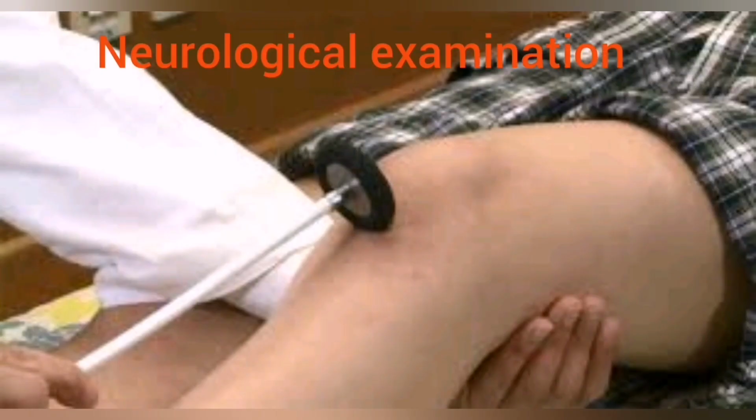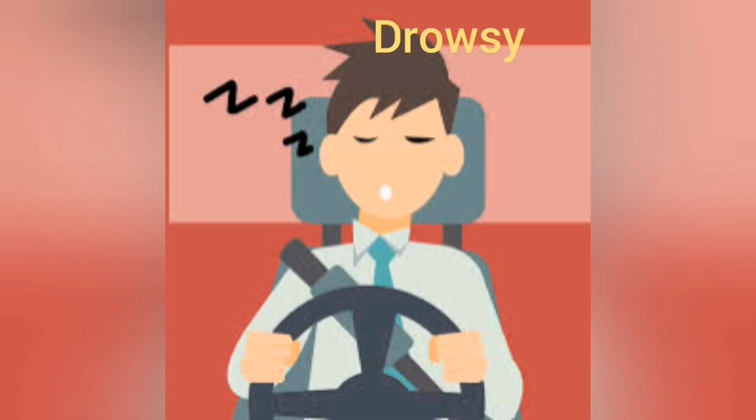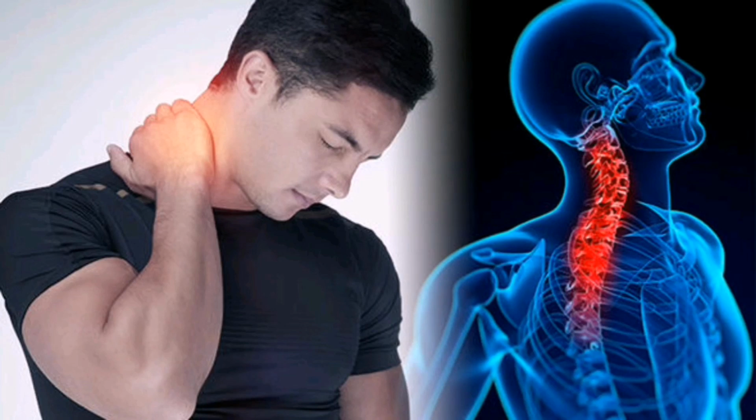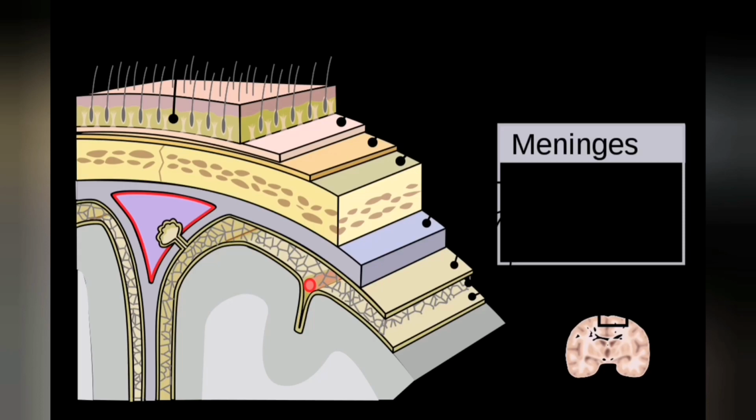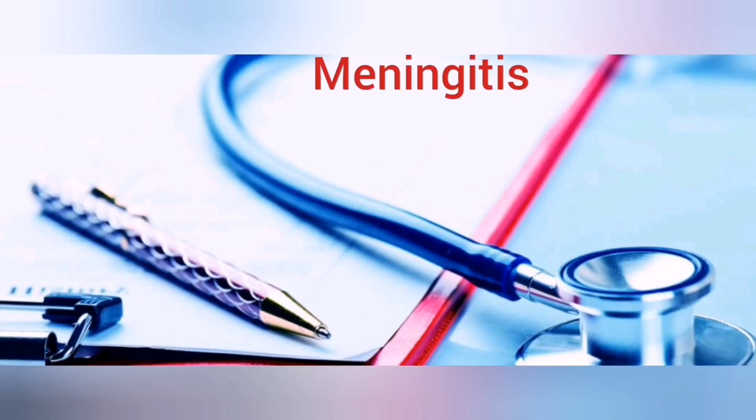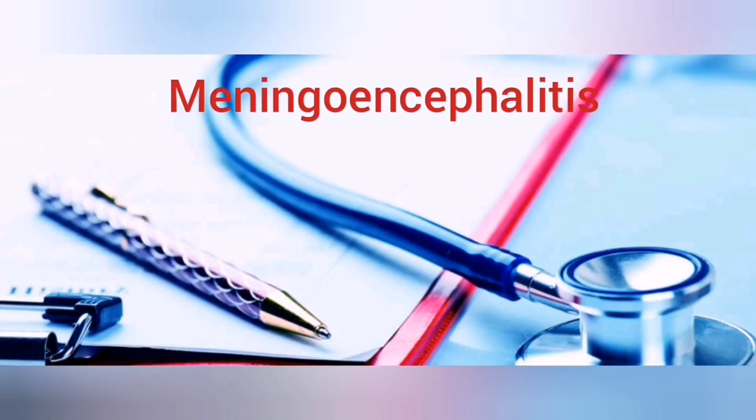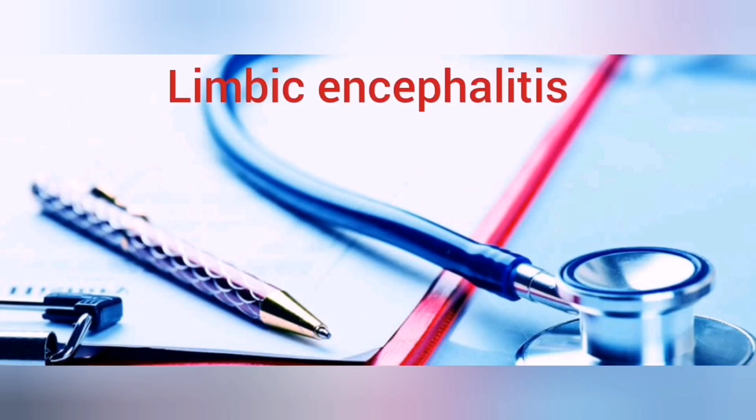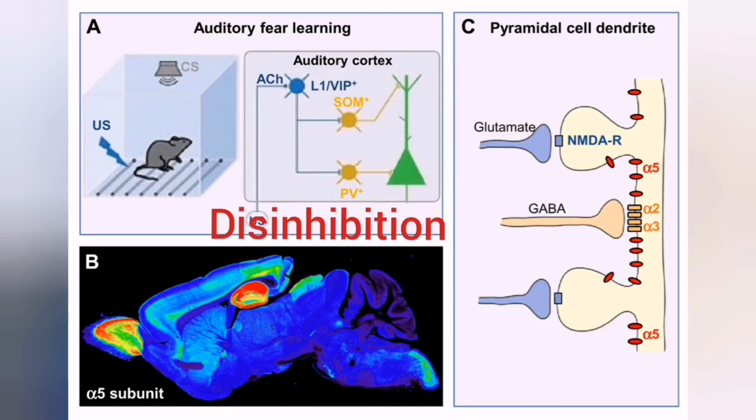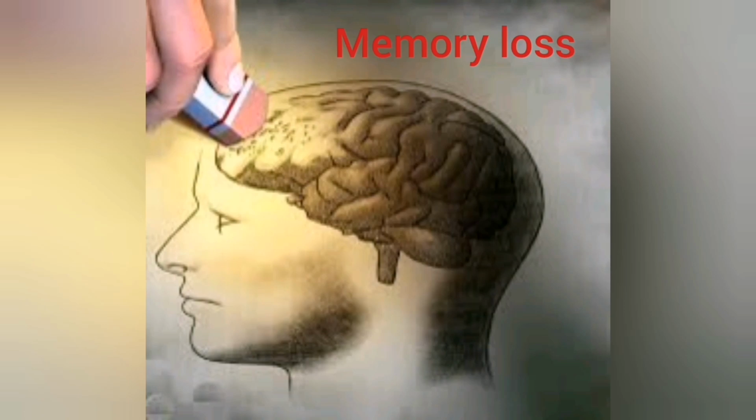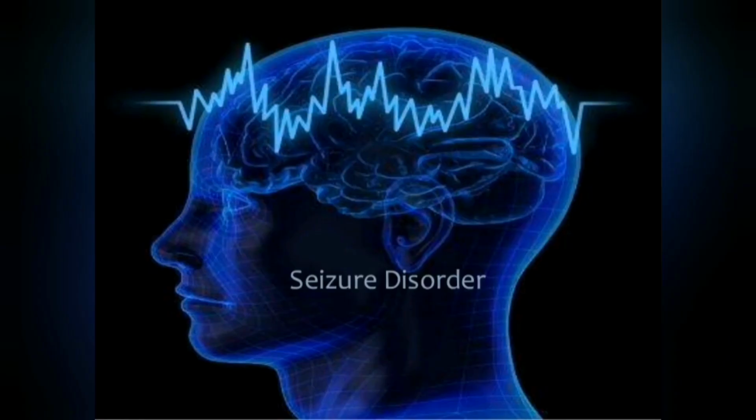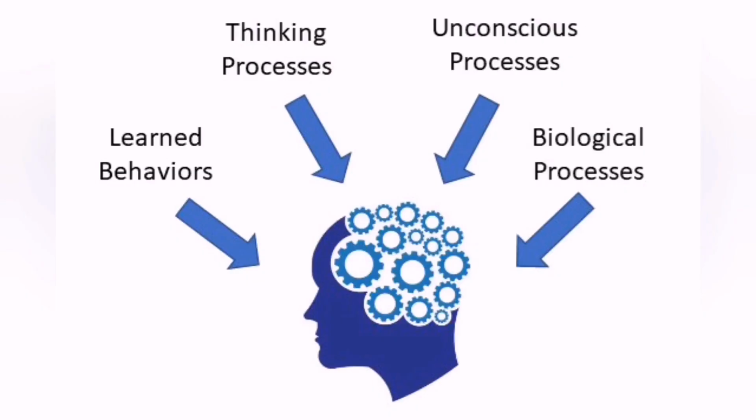Neurological examination usually reveals a drowsy or confused person. A stiff neck due to the irritation of the meninges covering the brain indicates that the patient has either meningitis or meningoencephalitis. In case of limbic encephalitis, the patient presents with disorientation, disinhibition, memory loss, seizures, and behavioral anomalies.